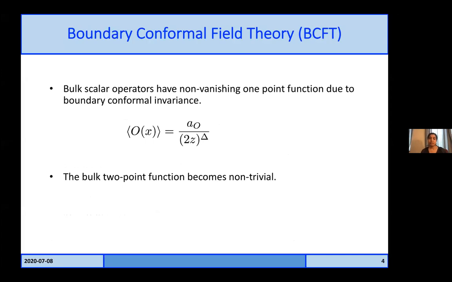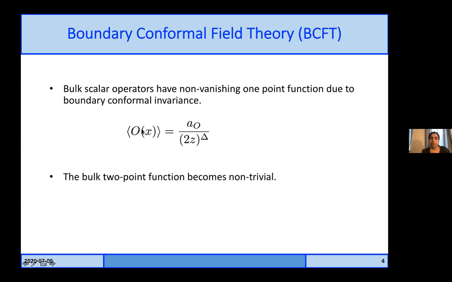Now, due to the presence of the boundary, the translational symmetry is broken along the z direction, and this implies that the bulk scalar operators can now have a non-vanishing one-point function, unlike the usual conformal field theory, where the one-point function is zero for all the scalar operators.